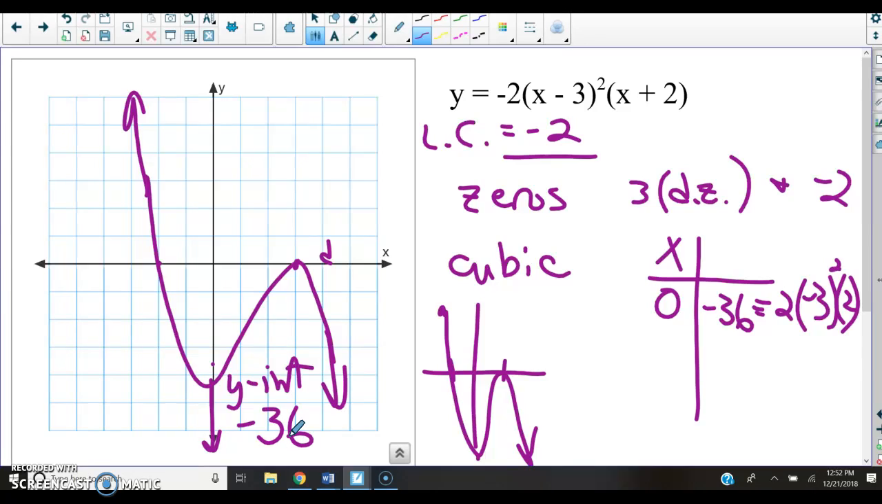And it makes it so much easier to agree with. If you were to try some other values, like if you were to try 1 or 4, you would still get negative numbers. So go ahead and check those out if you'd like.